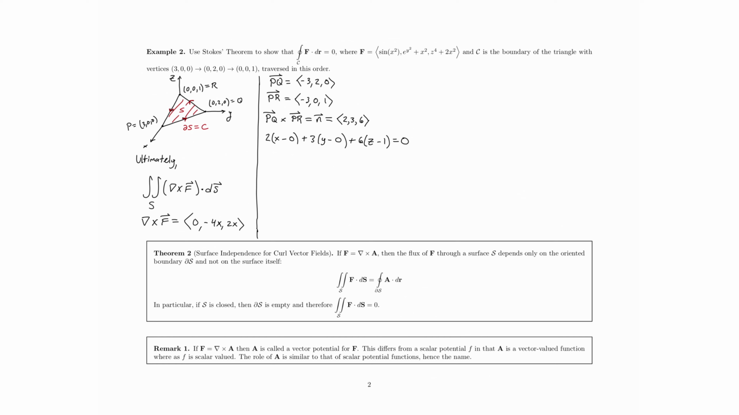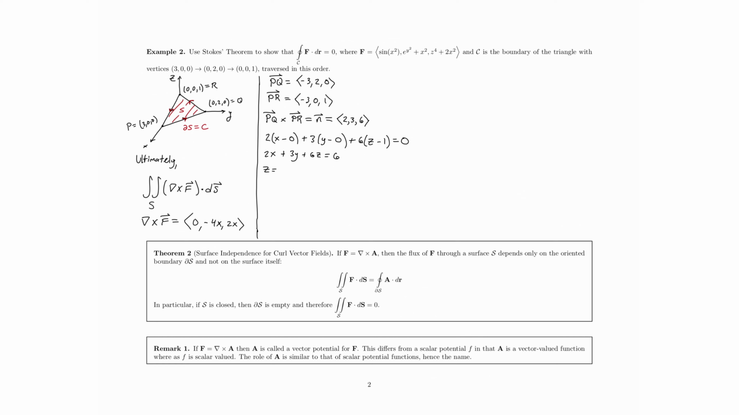So now we can go ahead and simplify this. 2x plus 3y plus 6z equals positive 6. I'm just going to distribute the 6 to get negative 6 on the left, and then add it to get 6 on the right. So we have that. And now we're free to solve this any way we want to. Really doesn't matter. I'll just solve it for z.